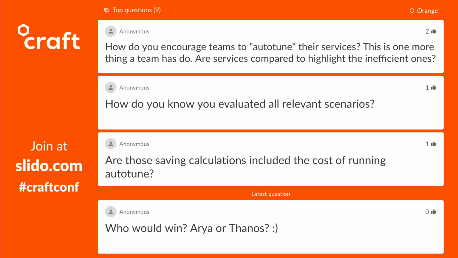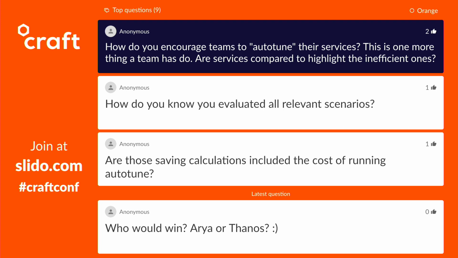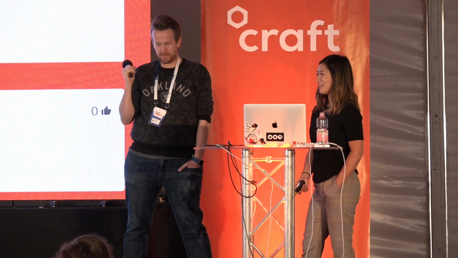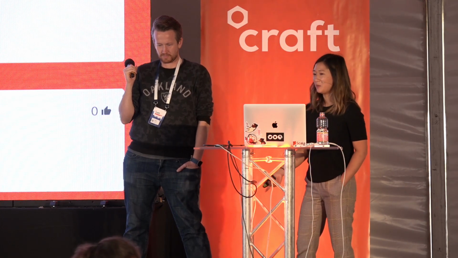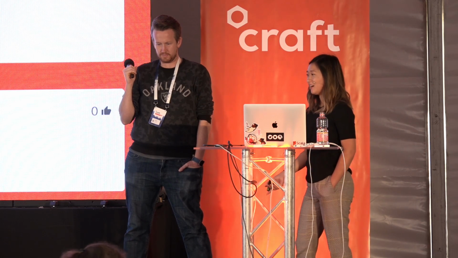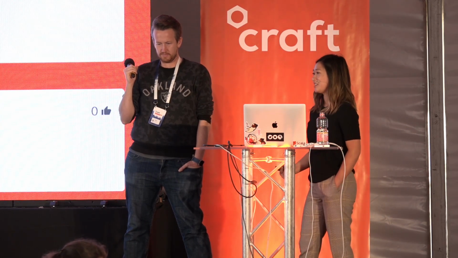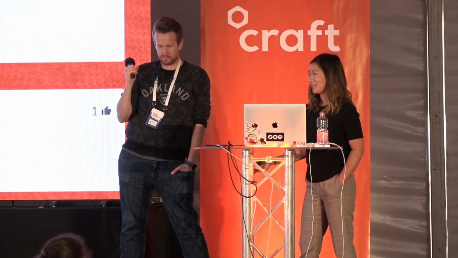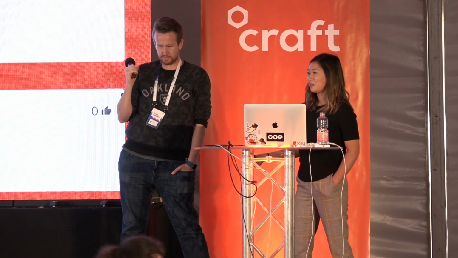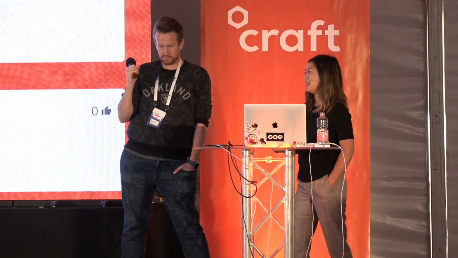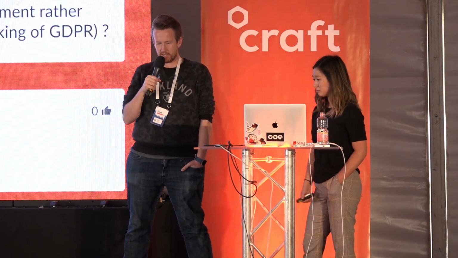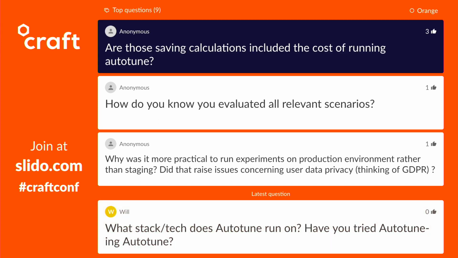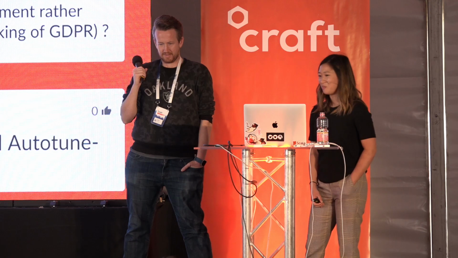How do you encourage teams to auto-tune their services? This is one more thing a team has to do. Are services compared to highlight the inefficient ones? So right now at Twitter, we're not forcing people to use autotune, but actually a lot of teams come to us saying, can we use autotune for our services? Because they see the gains and success other teams have had using autotune. So right now it's more like, if someone's interested, they come to us. Do those saving calculations include the cost of running autotune? I don't think so, but the costs of running autotune are probably a lot lower.